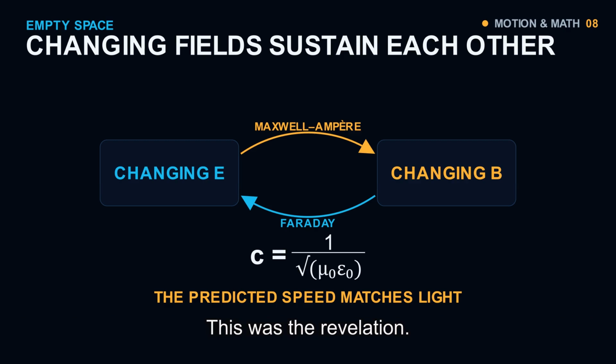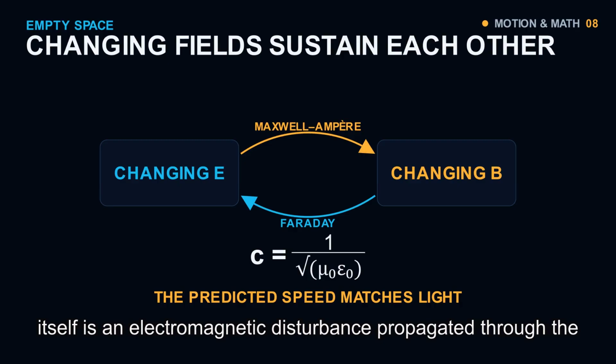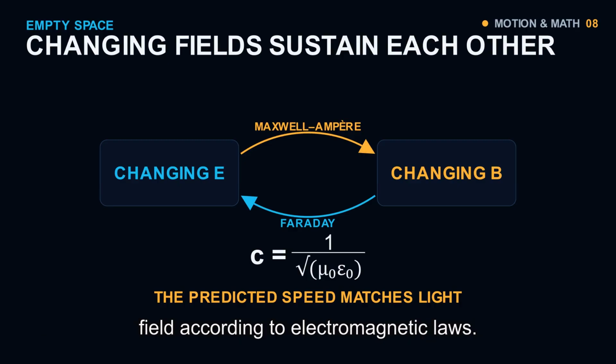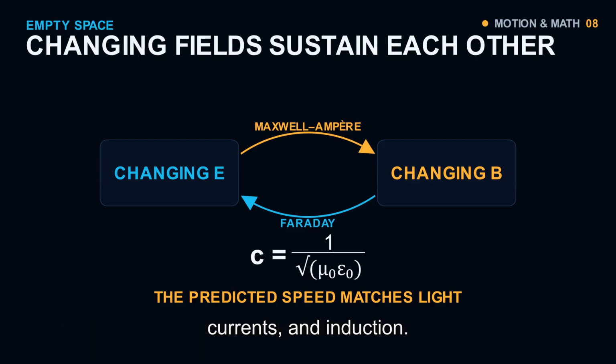This was the revelation. Maxwell wrote that the agreement seemed to show that light itself is an electromagnetic disturbance propagated through the field according to electromagnetic laws. Optics was no longer a separate island. Light belonged to the same theory as batteries, magnets, currents, and induction.